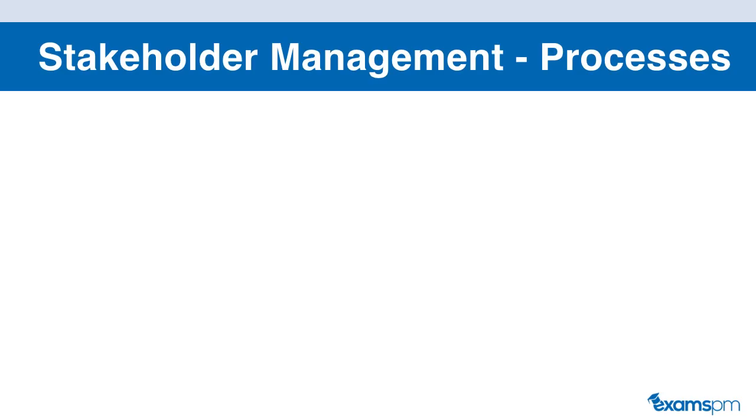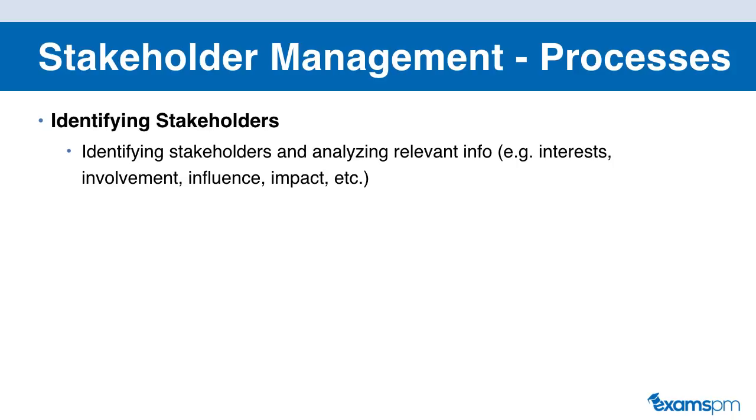Now let us move on to the last and final knowledge area, which is stakeholder management. So stakeholder management starts off by identifying our stakeholders. This is a process where we're identifying our stakeholders and analyzing all of the relevant information about them. So for example, we want to understand what their interests in our project are and what kind of involvement they want to have on our project, what kind of influence they have on our organization, and how much impact they can have on our projects.